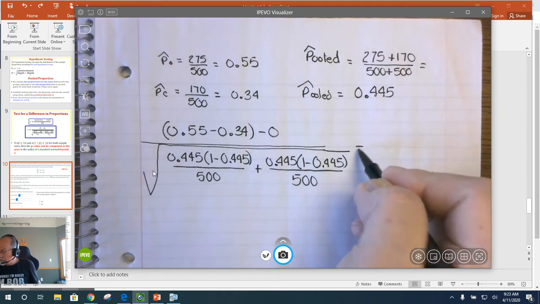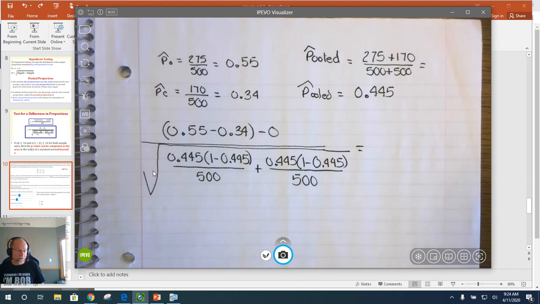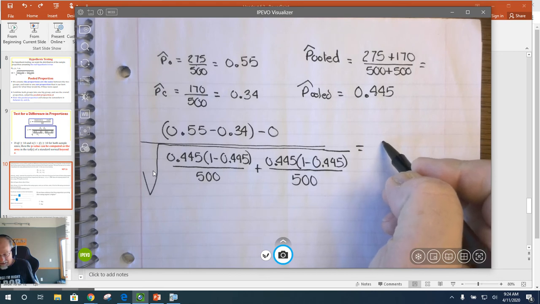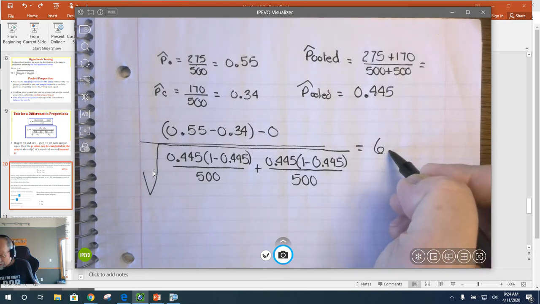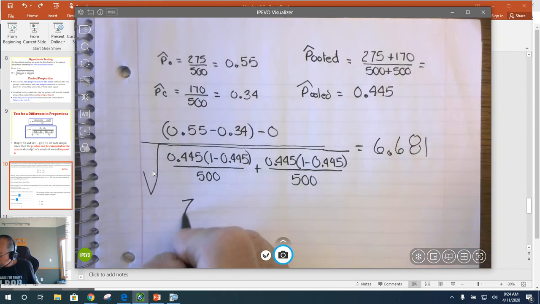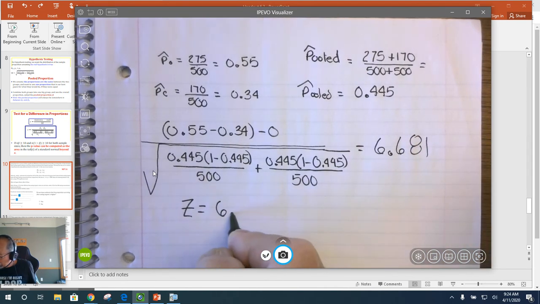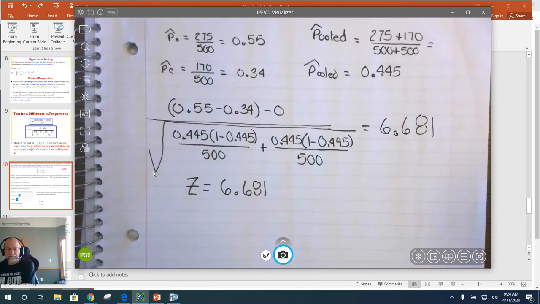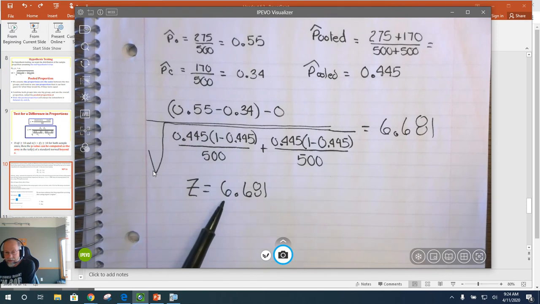Okay? Pause the video for a minute. Get your calculator going. It takes a little while to put that in there and make it all happen. And what I get when I do this is a z statistic of 6.681. That's our z number. And if you remember, that z number is a statistic measured from 0 if we normally distribute.